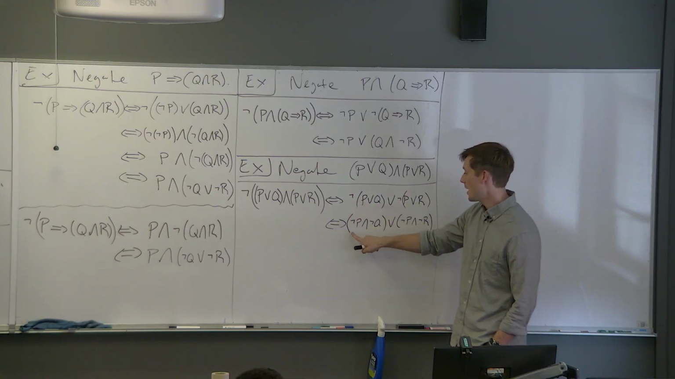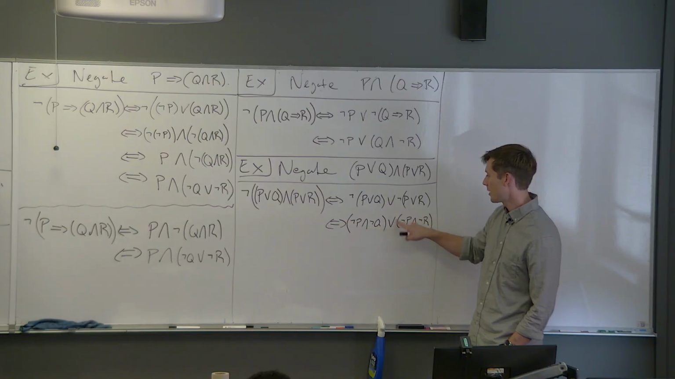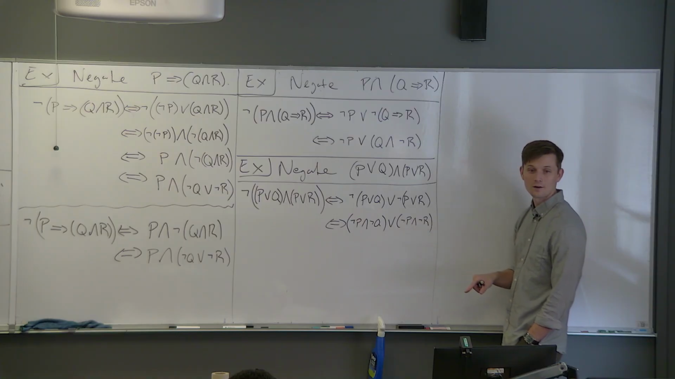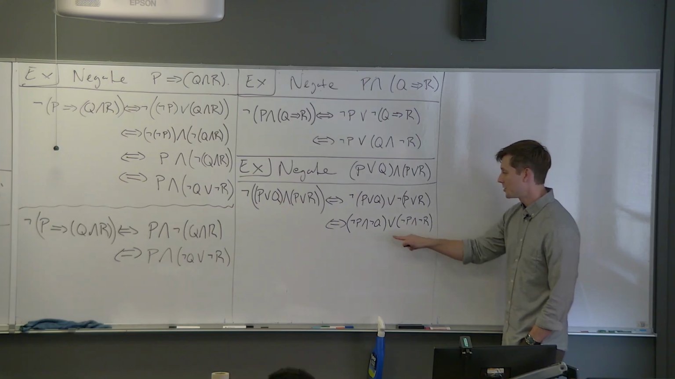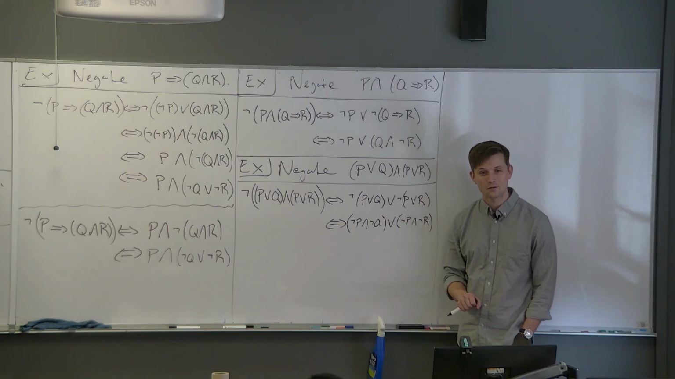Okay, cool. Now I just have to negate each of these disjunctions, turning them into conjunctions. So I go not P, flip that or to an and, not Q. Then over here, not P or R turns into not P and not R. Yeah? So now I have a disjunction of conjunctions. Fun? Easy enough? Reasonable? Excellent.